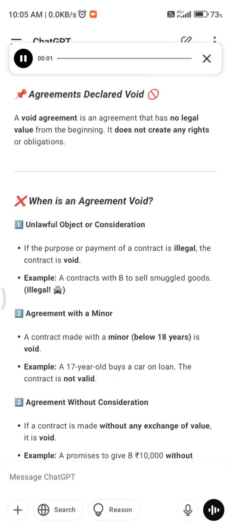Agreements declared void. A void agreement is an agreement that has no legal value from the beginning. It does not create any rights or obligations. When is an agreement void? 1, unlawful object or consideration. If the purpose or payment of a contract is illegal, the contract is void. Example, a contract with B to sell smuggled goods. Illegal.